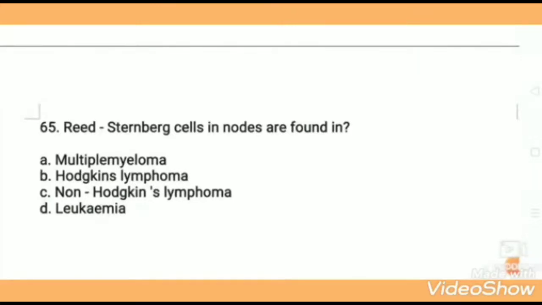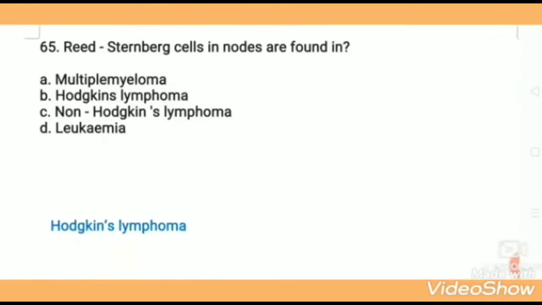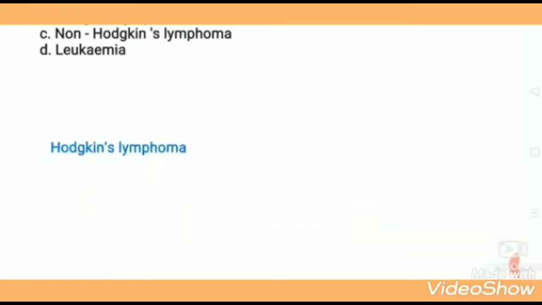Reed-Sternberg cells in node are found in multiple myeloma, Hodgkin's lymphoma, non-Hodgkin's lymphoma, or leukemia. So, the correct answer, Reed-Sternberg cells in nodes are found in Hodgkin's lymphoma. Reed-Sternberg cells, also known as lacunar histiocytes for certain types, are distinctive giant cells found with light microscopy in biopsies from individuals with Hodgkin's lymphoma. Next question.